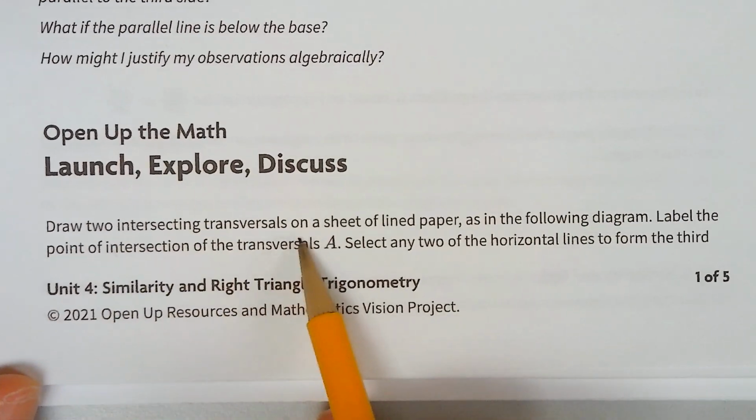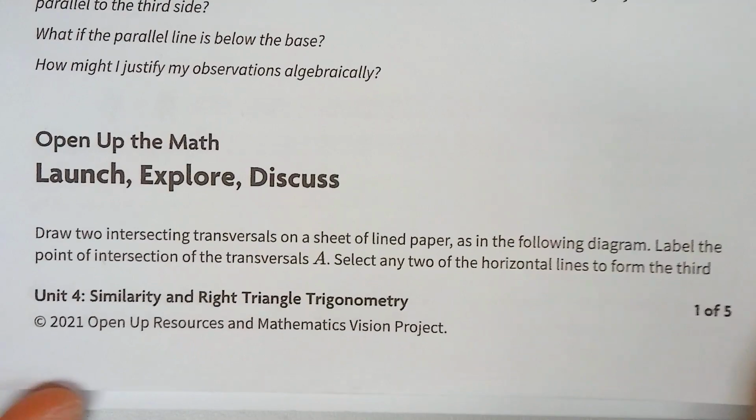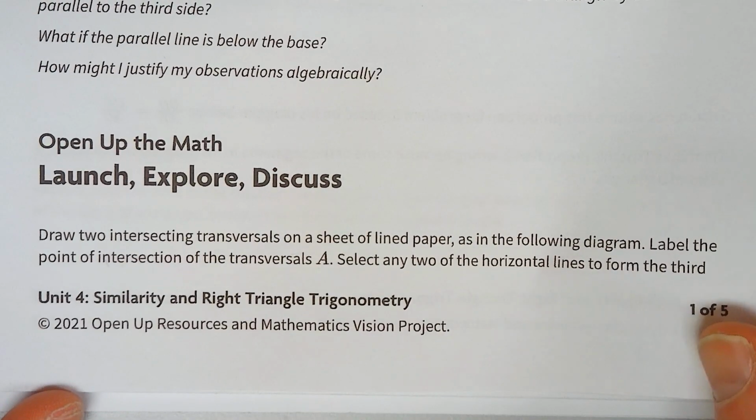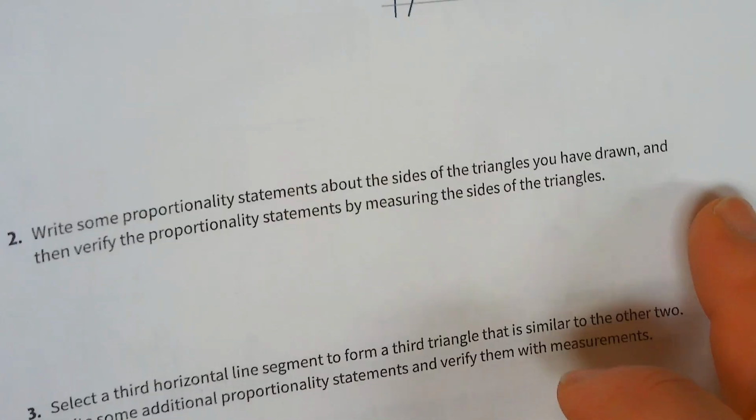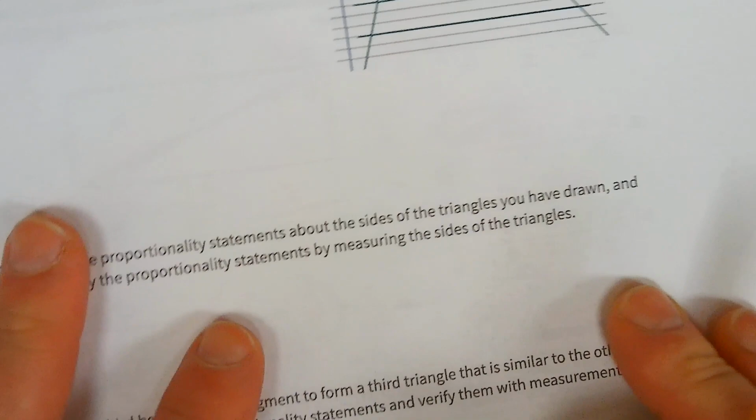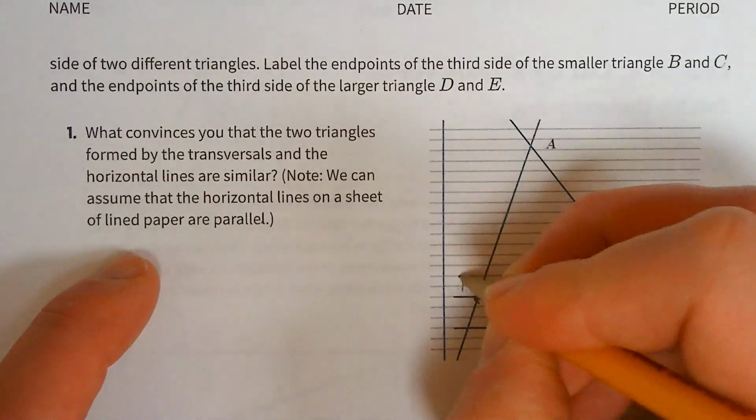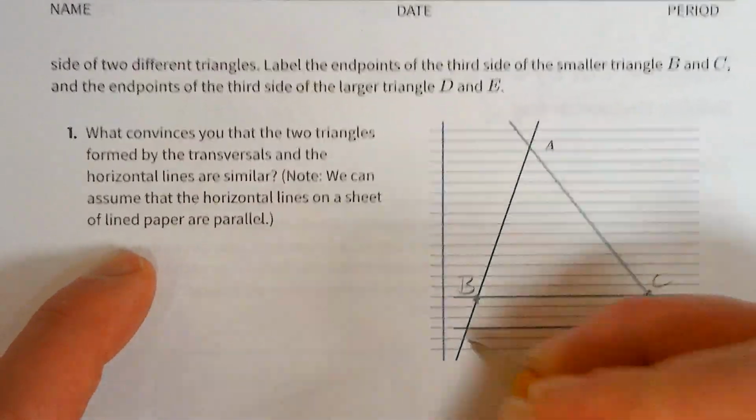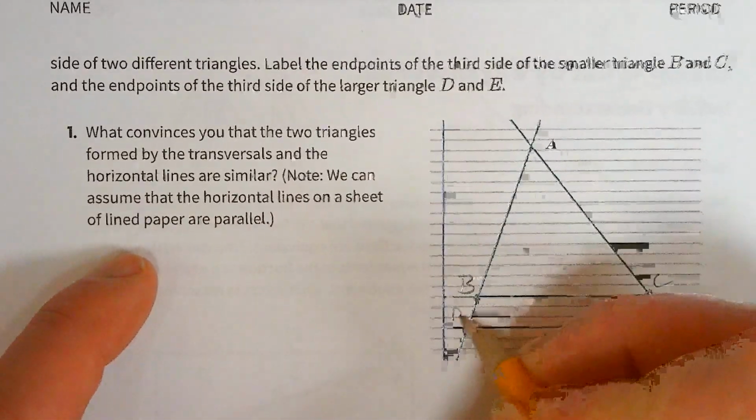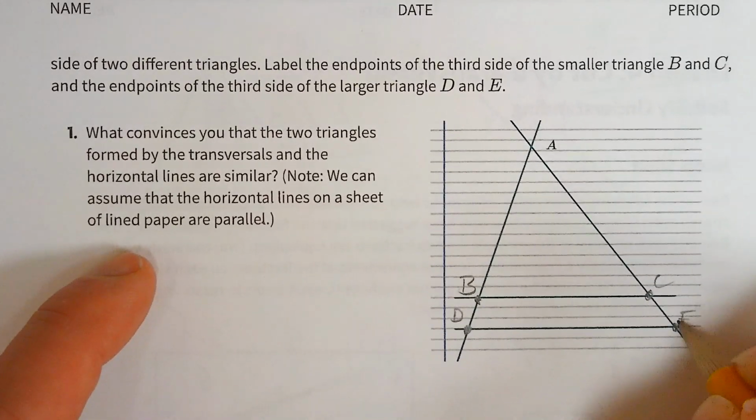Draw 2 intersecting transversals on a sheet of paper as in the following diagram. Label the point of intersection of the transversals A. Label the other ones B and C, D and E. Well, we're just going to use this. They've drawn it for us. Let's just go with it. B, C, D, E.